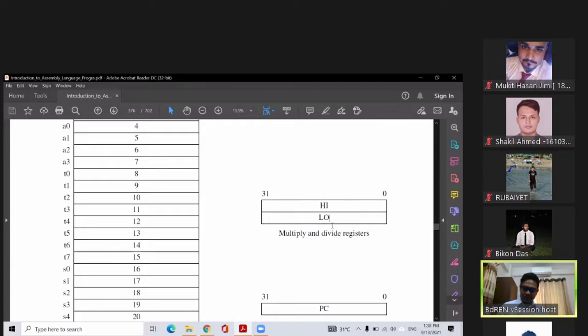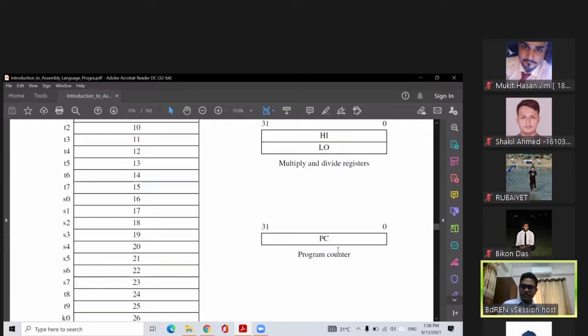Why do they call it special purpose? Because they use it for multiplication and division. These two registers are mainly used for multiplication and division. Whenever we do multiplication and division in the next chapter, we are going to see how we use them. Very simple. And this program counter register stores the memory address of the next instruction that needs to be executed. So that is the use of the program counter.